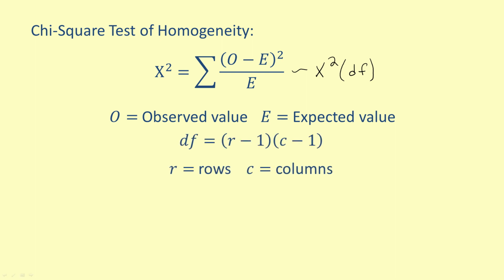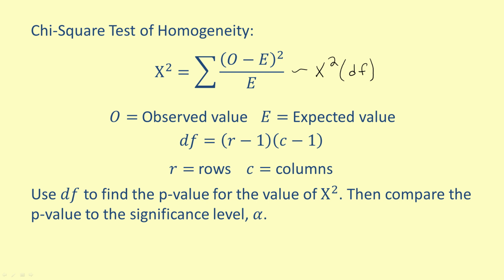The degrees of freedom parameter is calculated by taking the number of rows in the table minus 1 and multiplying the difference by the number of columns in the table minus 1. Once we have the degrees of freedom and the chi-square statistic, we can use a chi-square table or a calculator to determine the corresponding p-value.